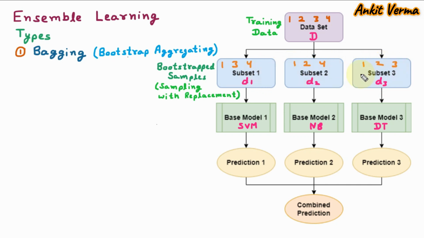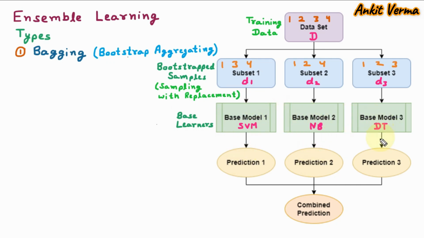So we are taking different samples where we are replacing some values. So this is sampling with replacement. This is called bootstrap samples. That's why the name of the technique is bootstrap aggregating or bagging. These subsets of the dataset are individually given to the base models, which are also called base learners or weak learners, just like SVM, naive Bayes and decision tree.